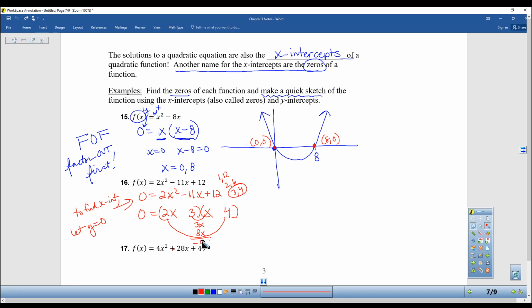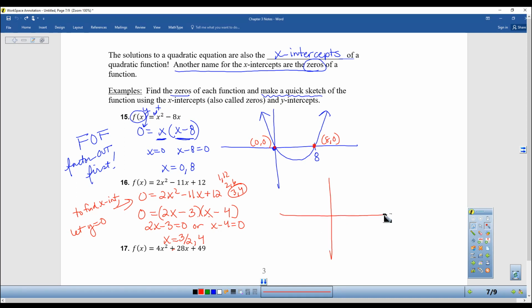Woohoo, I'm trying to get an 11x. If I make them both negative, not only does the last times the last still make 12, but I got it, okay? Putting the numbers closest together, 9 times out of 10, it's going to work. So either 2x minus 3 is equal to 0, or x minus 4 is equal to 0. So my two answers are 3/2 or 4.